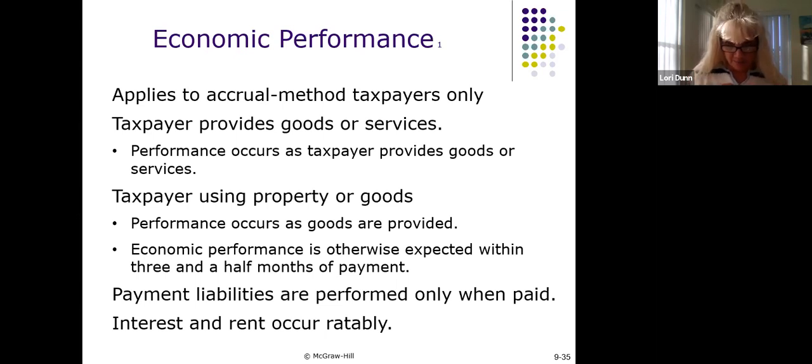The company is going to receive goods and or services from another person. So when a business receives goods or services from another, the business deducts the expense associated with receiving them when the other person provides the goods or services.